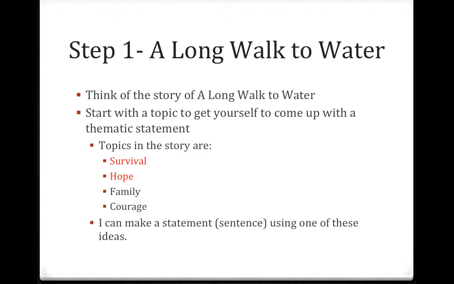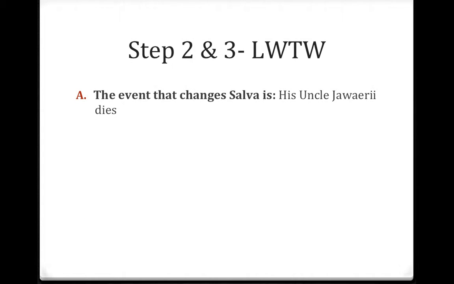Using these, I can make a statement or a sentence to teach me or to teach others what the author wants me to learn. So, steps 2 and 3 I'm putting together again. First, I list the event that changes Salva. The event is that his uncle died. Now, that's a pretty big event in the novel because, unfortunately, he felt like he was left alone. He felt like he was going to be left behind, but that's not really what ended happening.